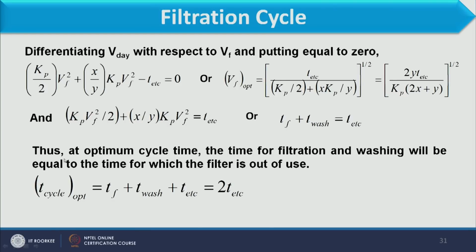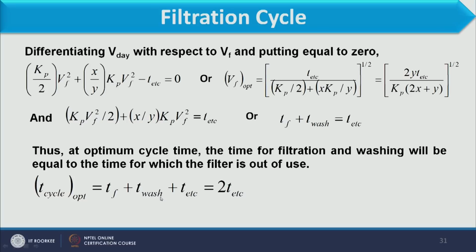So when we consider constant pressure with incompressible sludge, considering zero media resistance, the optimum cycle time for this is: the time required for filtration as well as washing should be equal to the time required for dumping, cleaning, reassembling, etc. So here we have total optimum cycle time, which is Tf plus T wash plus T etc.